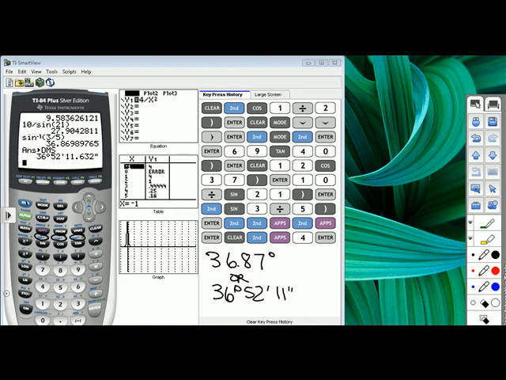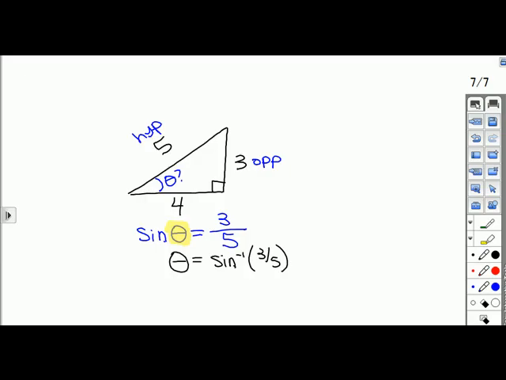Can you go back to the other one? Sure. Yeah. So here, we got 36.87-ish degrees, approximately, which was about 36 degrees, 52 minutes, 11 seconds.